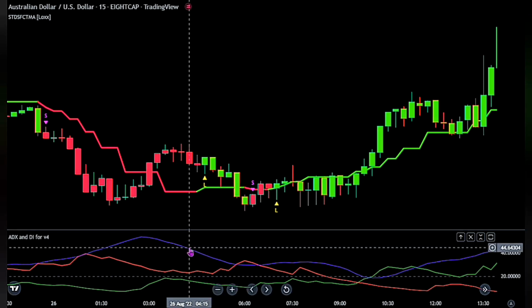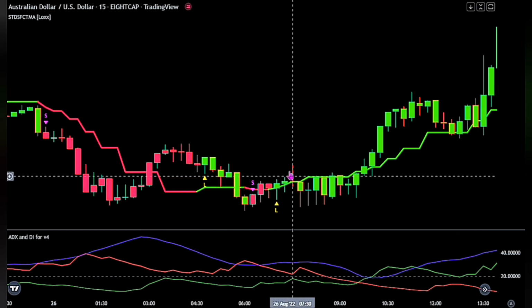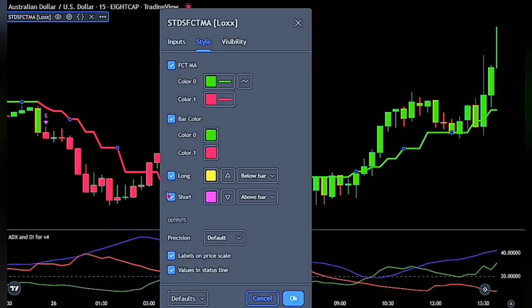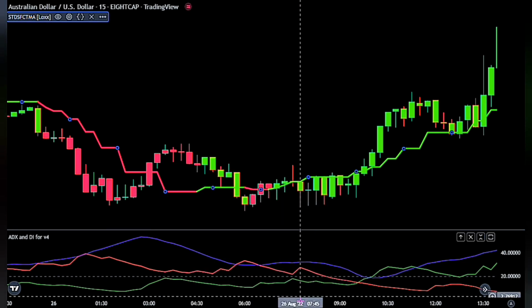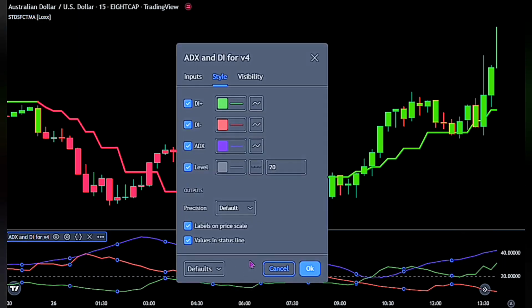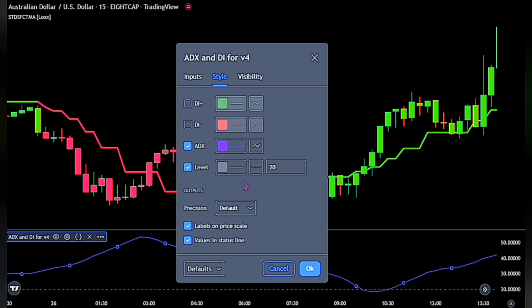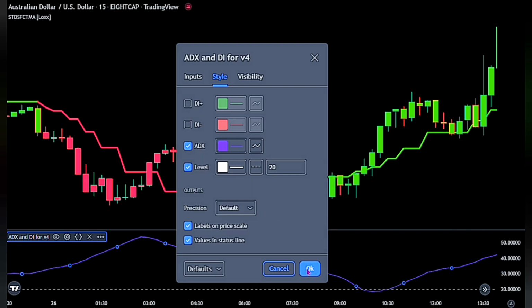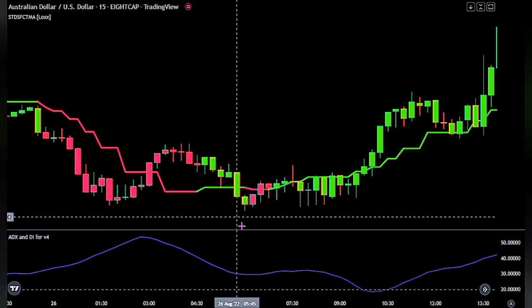So before we move on, let's adjust the settings for these indicators. Double click on the STD, go ahead and untick the long and short, then click on OK. For the ADX and DI, we will be using just the ADX. Now go ahead and bring up its settings panel. I want you to untick the DI positive and DI negative, then change the level color to white. When you are done, click on the OK button. Now our indicators are set.